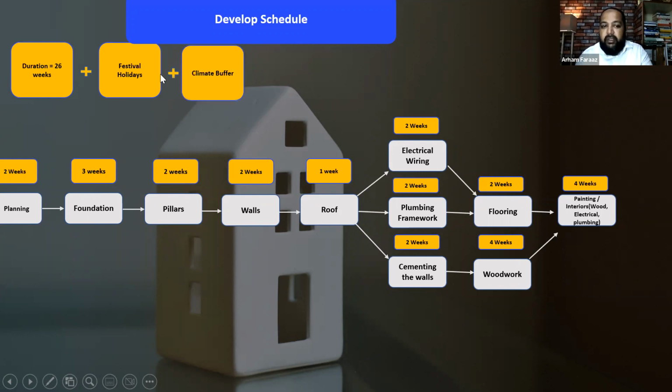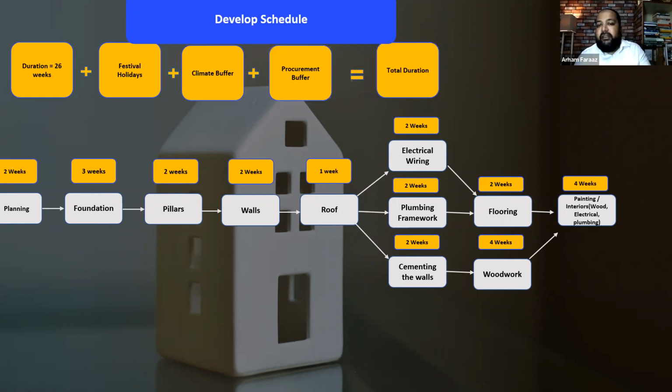20 weeks plus festival holidays, plus a climate buffer that could be a couple of weeks, plus a procurement buffer that could be a couple of weeks, and then finally you could say this is the total duration of the project. So that is how you develop the schedule.